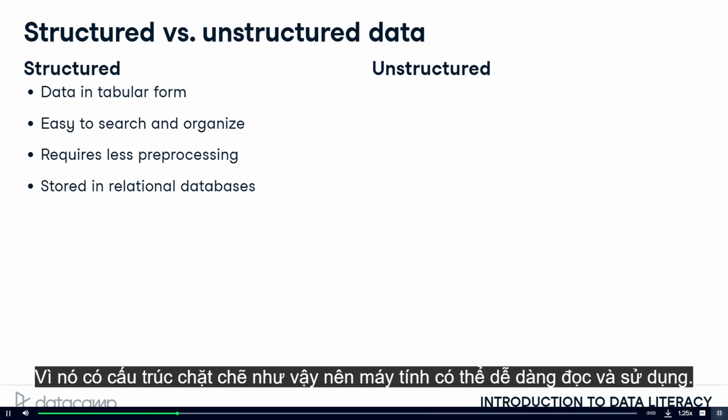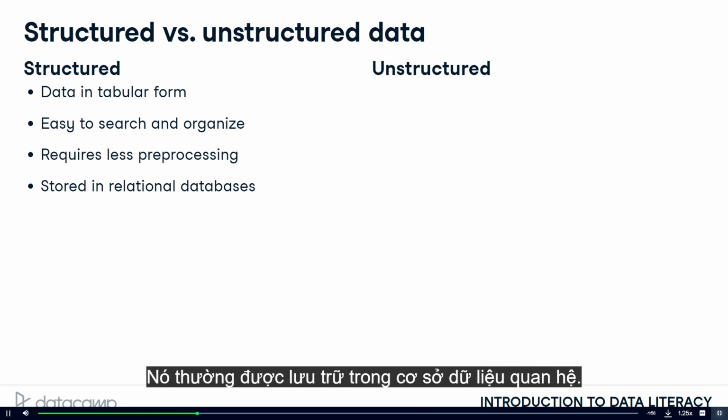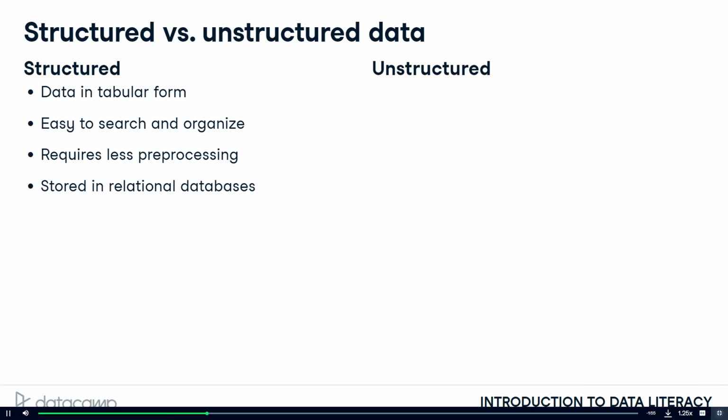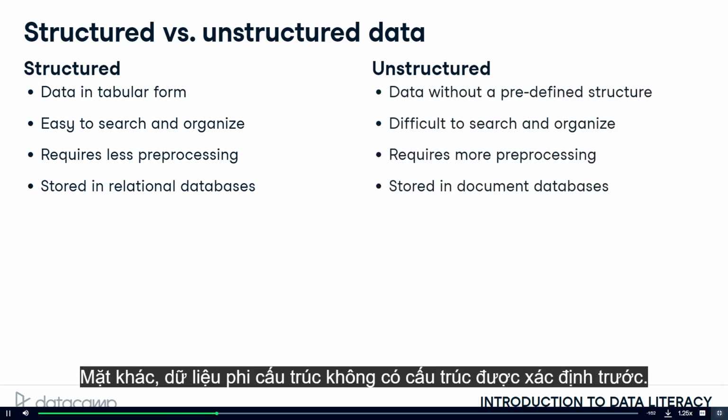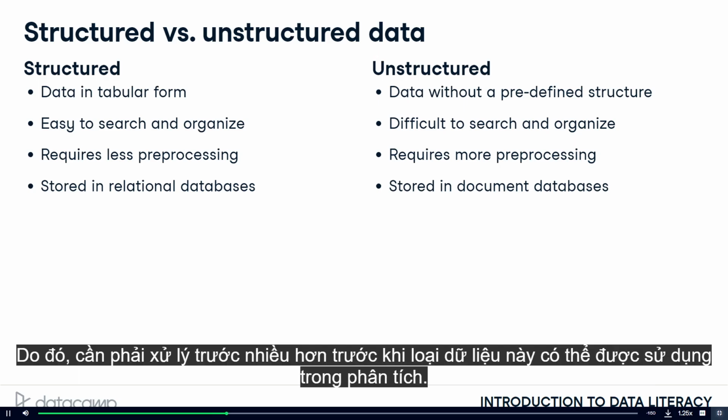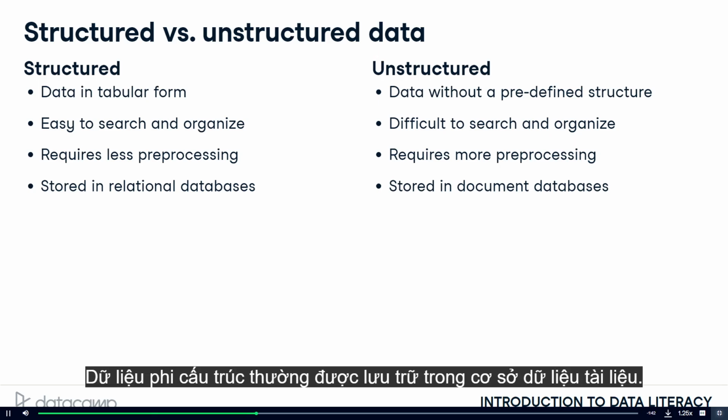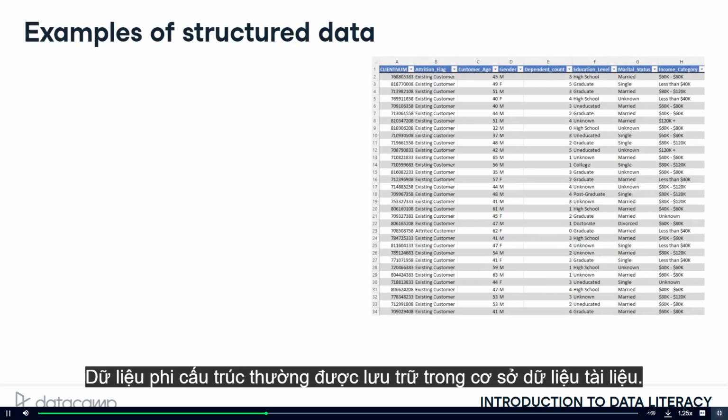Because it has such a strict structure, it can easily be read and used by a computer. It is typically stored in relational databases. Unstructured data, on the other hand, has no predefined structure. Because of that, more pre-processing is necessary before this type of data can be used in an analysis. Unstructured data is typically stored in document databases.